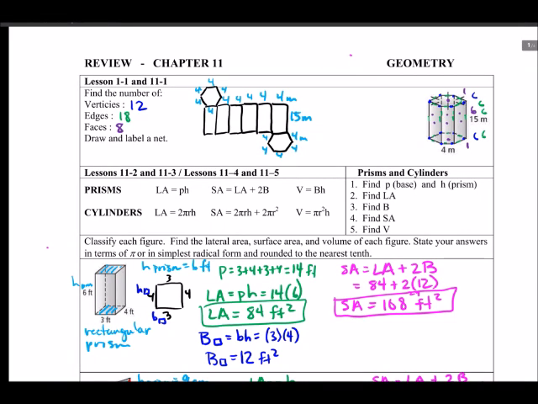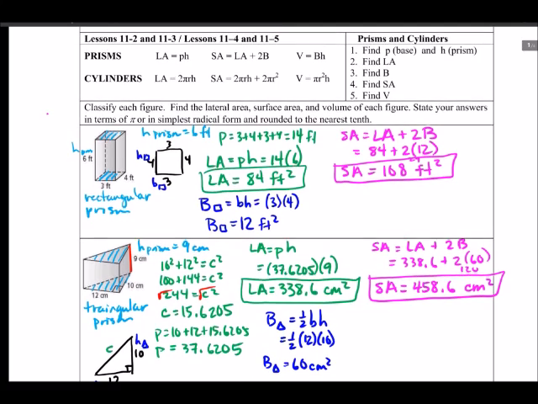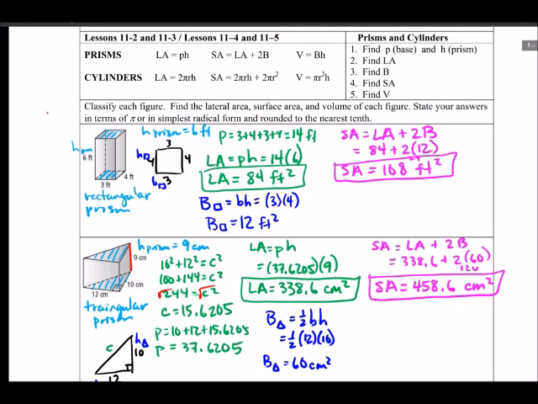This is the second half of the review from Chapter 11, so we will be doing sections 11.4 through 11.7. Let's get started here with sections 11.4 and 11.5, which was the volume of prisms and cylinders.